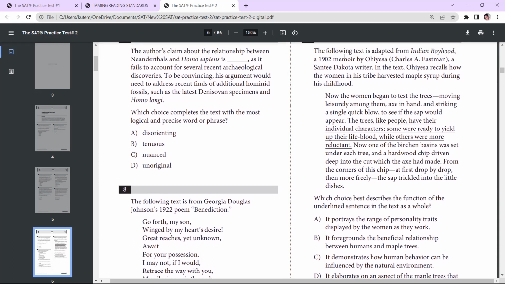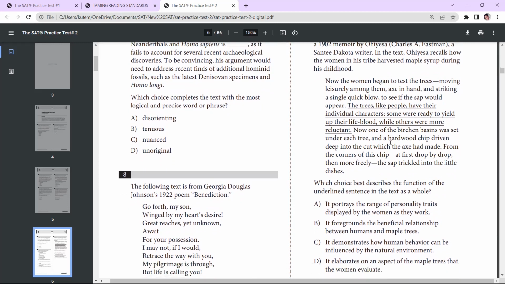But the introduction up there says, the following text is adapted from Indian Boyhood, a 1902 memoir by Ohiyesa Charles A. Eastman, a Santee Dakota writer. In the text, Ohiyesa recalls how the women in his tribe harvested maple syrup during his childhood. So we have the context. He's recalling how maple syrup was harvested. And they're looking for the function of the sentence.